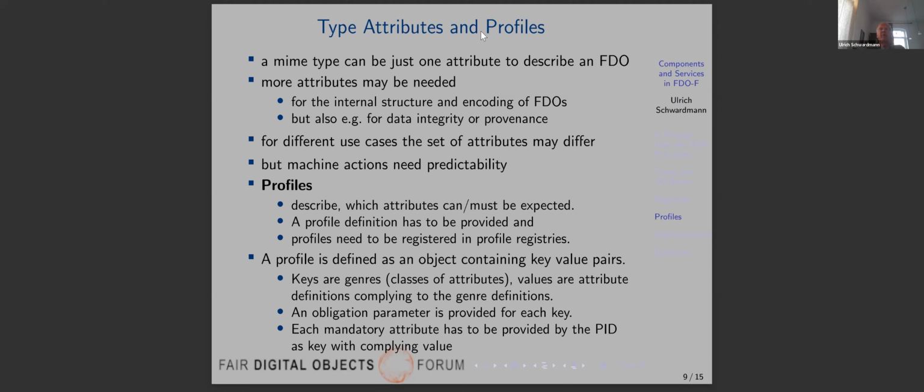And again, these profiles contain key value pairs. Here, these keys are not necessarily type definitions anymore. They more or less describe classes of attributes, and the way we describe that, we have decided to call them genre. Again, their values are defined by the structure given in these genre. We also need a kind of obligation parameter. It might be that certain attributes are only optional.